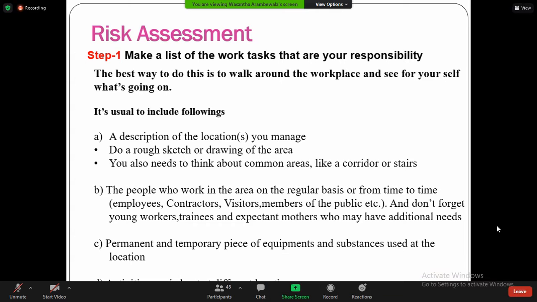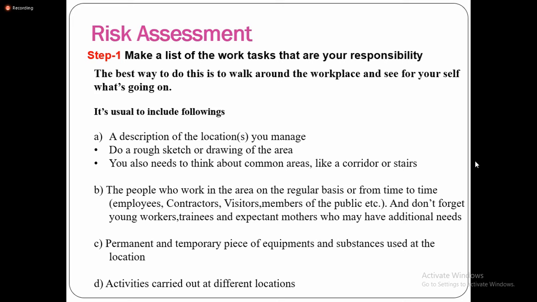Right, step 1. First, we have to make a list of work tasks in the particular area where you do have responsibility. The way is to especially walk around the workplace. See for yourself what is going on, right? By sitting at your desk you cannot do it. First, you have to go to that particular place and have a walk around and see what is going on, what are the things happening.